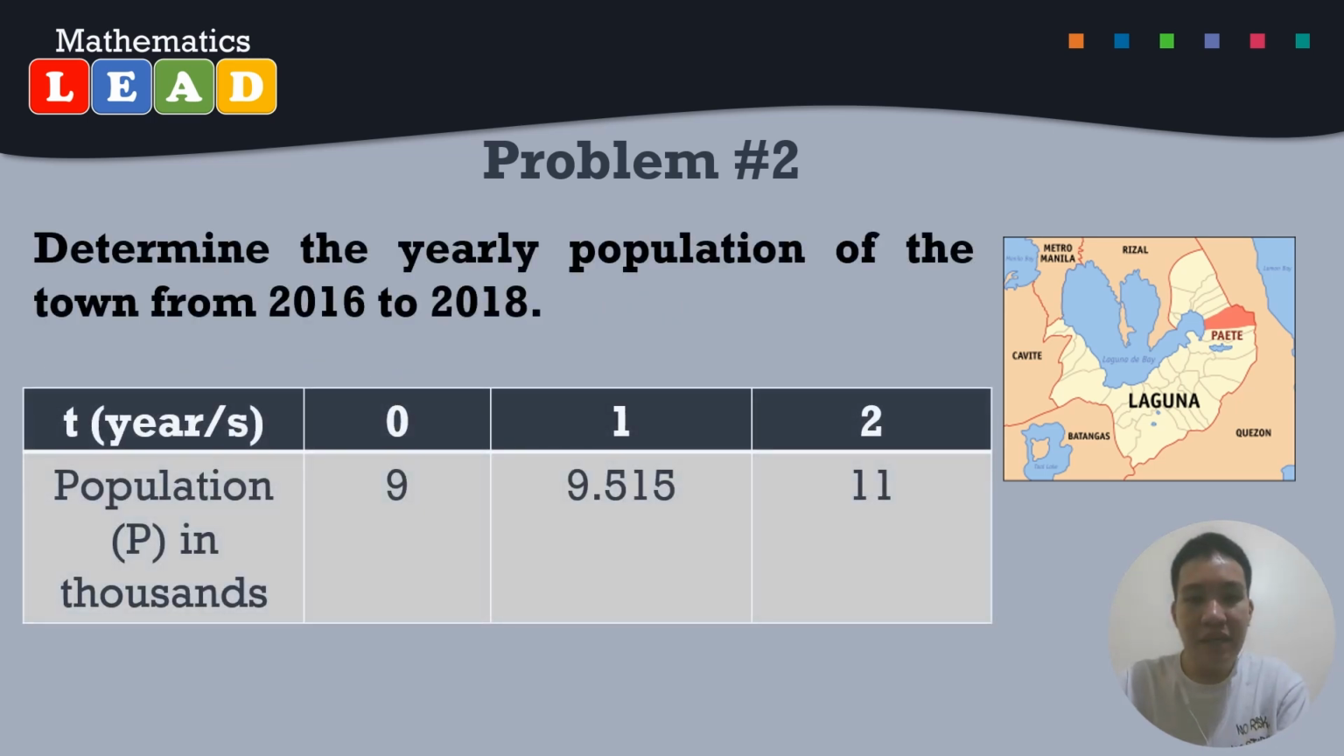After we solve, here is the table to determine the yearly population of the town from 2016 to 2018. As we can see here, as the year increases, the population of the town of Paite increases too. And now, we will proceed to problem number 3.